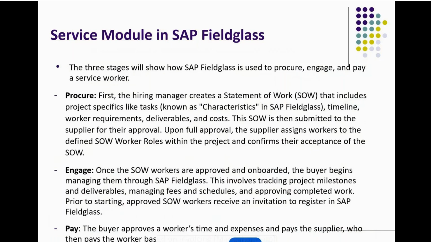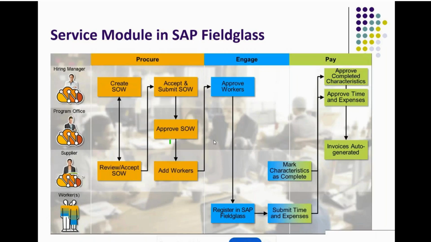So this is just a brief description of what we have seen now. There are three stages: procure, engage, and pay. In procure, what happens? SOW creation process and approval process. In engage, we are engaging a worker within SAP Fieldglass and how they are submitting. Just to highlight one more thing, I'll highlight it afterwards as well.